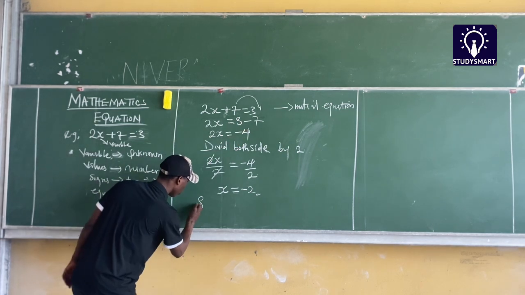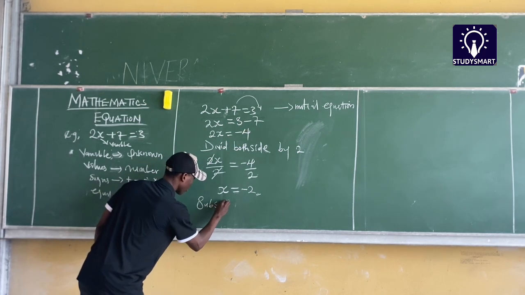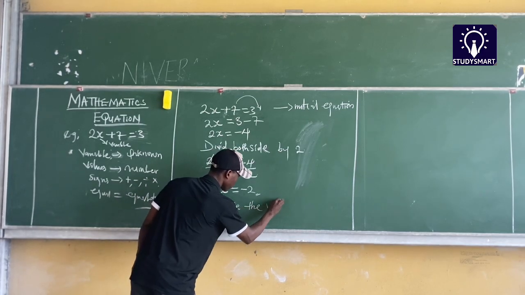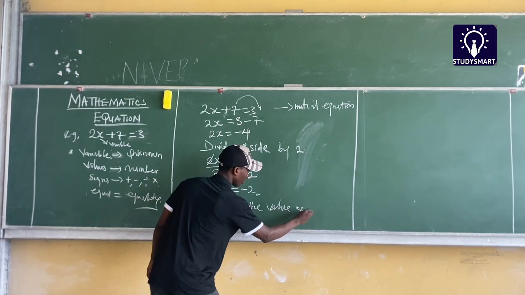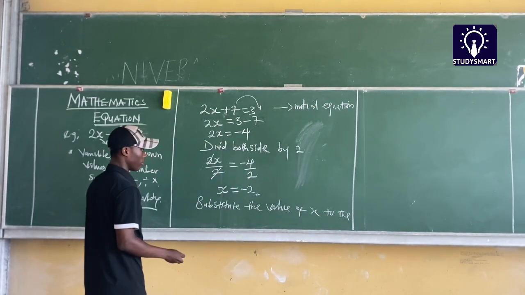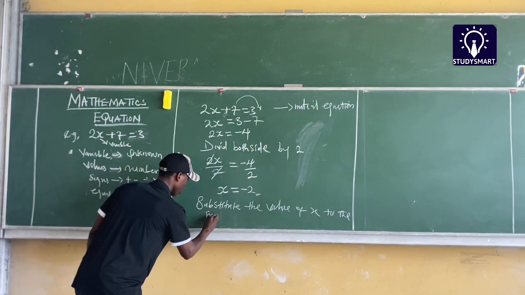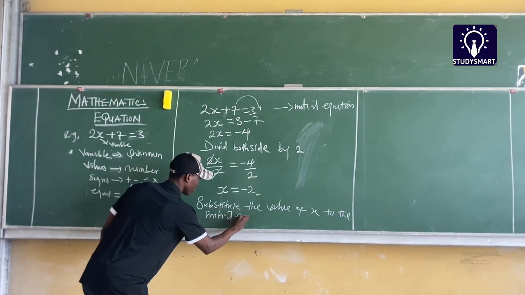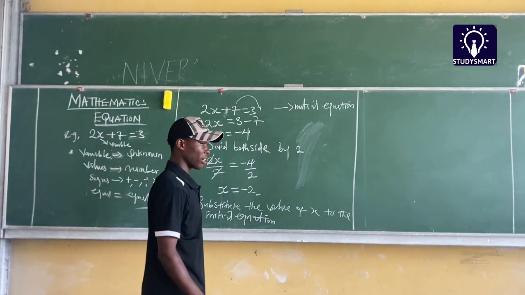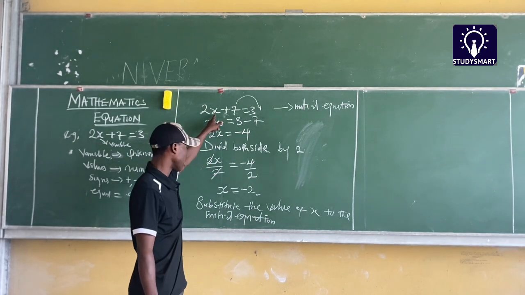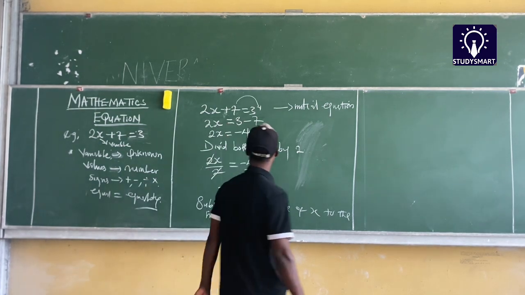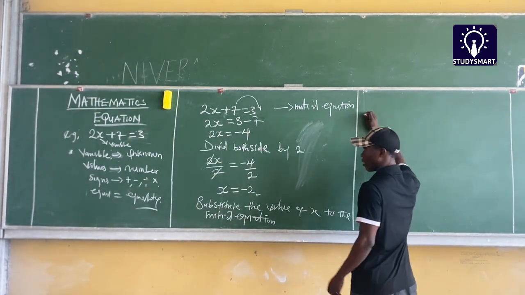So we are going to substitute the value of x to the initial equation. And if you substitute the value of x to the initial equation, it means that anywhere I see x here, I'm going to replace it with what? Minus 2. So if I do that, let's bring back our initial equation.